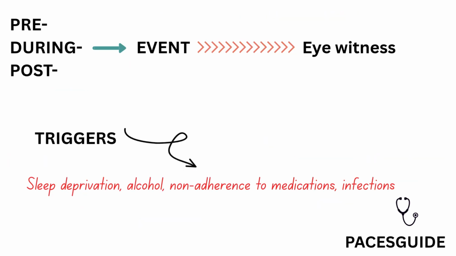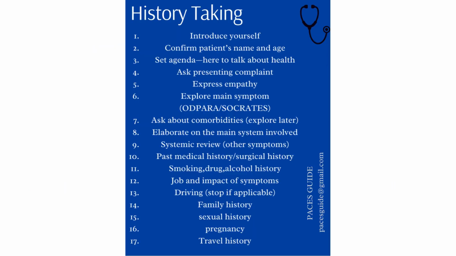So in the history taking, the history of seizures is taken in 3 parts. So what happened before the event, during the event, and what happened after the event, and if there were any eyewitnesses and what triggered it. So we'll talk about that in detail now.